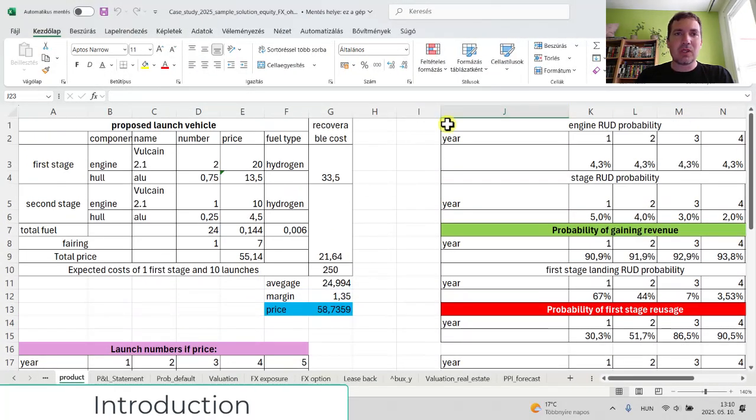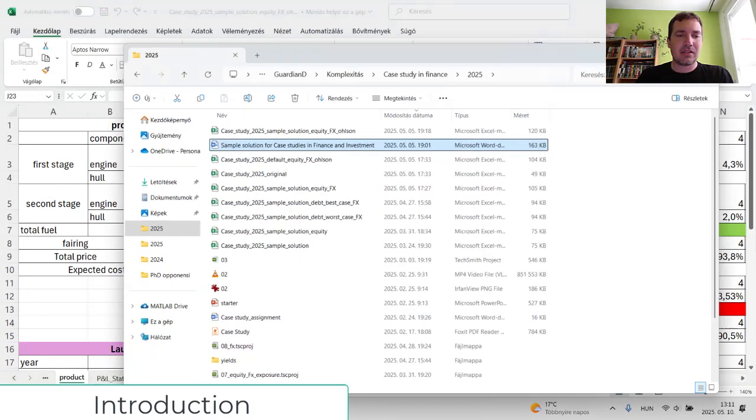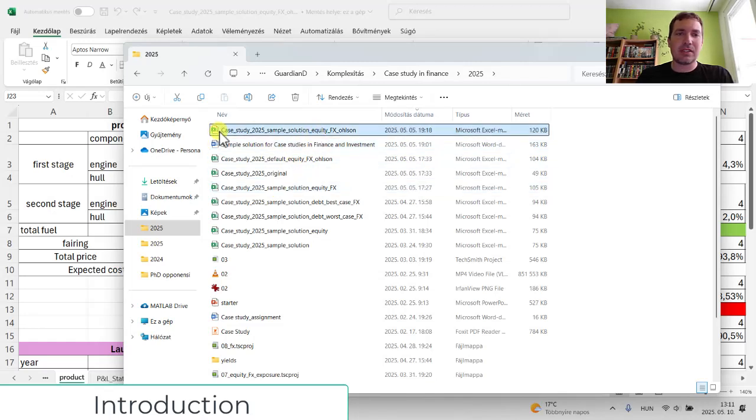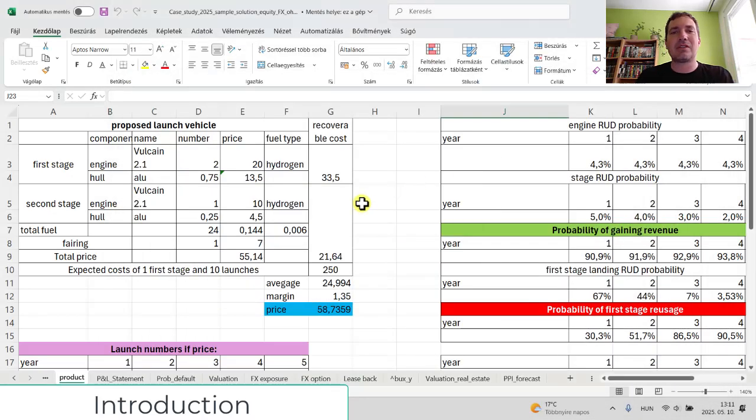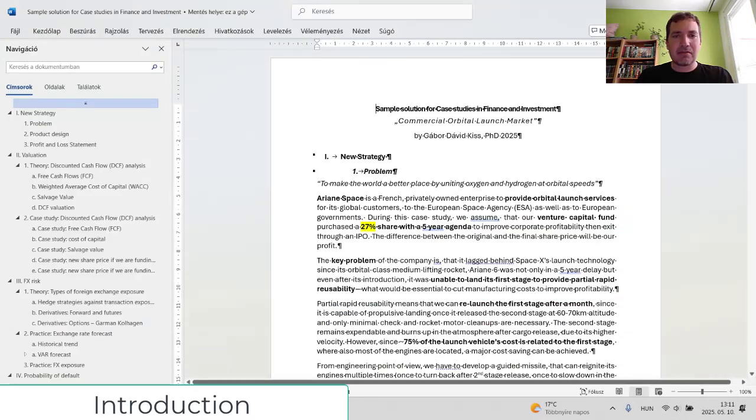First of all, what we need is the Excel. So this case study, sample solution, equity, FX also, because it contains everything. You can download it from CoSpace. And then we have also the sample solution, because you can change the numbers and so also sometimes the narratives here. And after that you can submit it, and also you can build up your presentation based on this one.